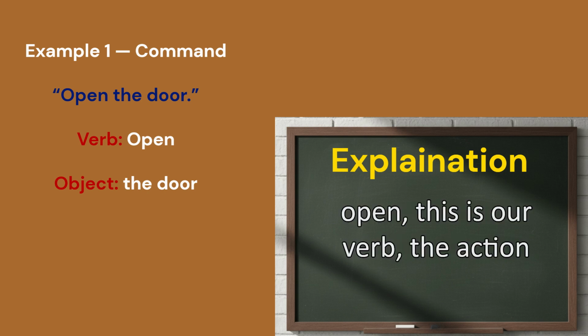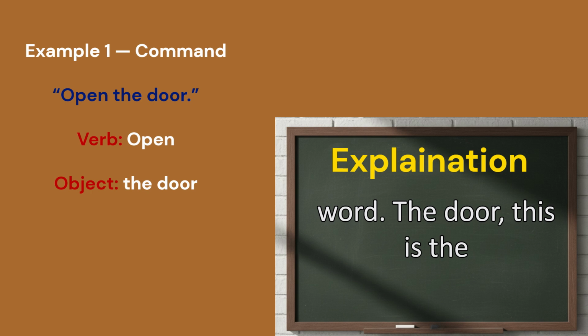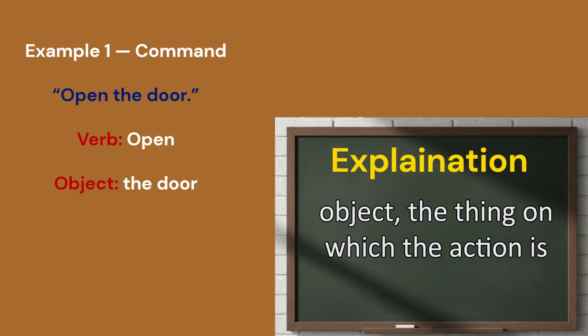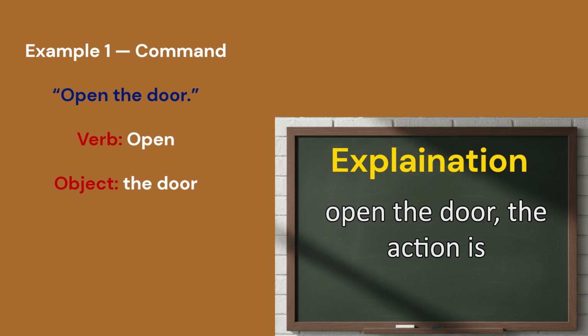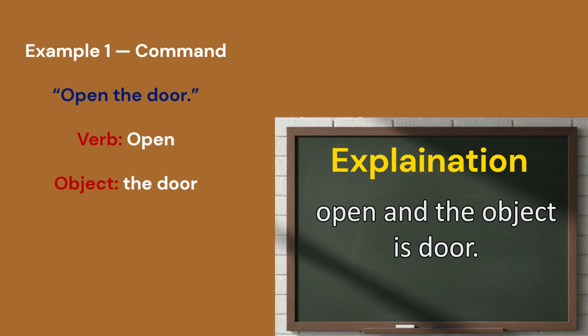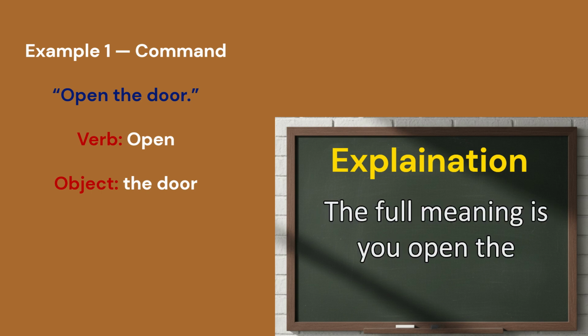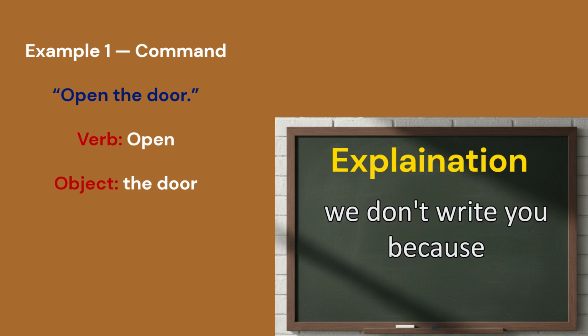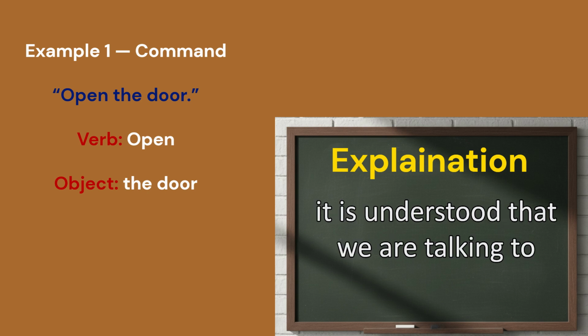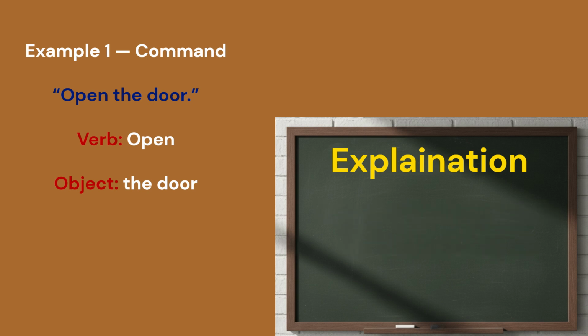Here, open, this is our verb, the action word. The door, this is the object, the thing on which the action is done. So, when we say open the door, the action is open and the object is door. The full meaning is you open the door. But in imperative sentences, we don't write you because it is understood that we are talking to you, the listener.